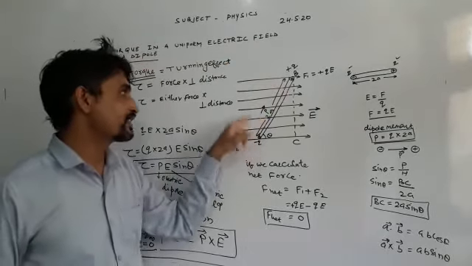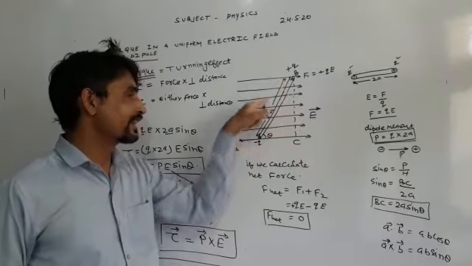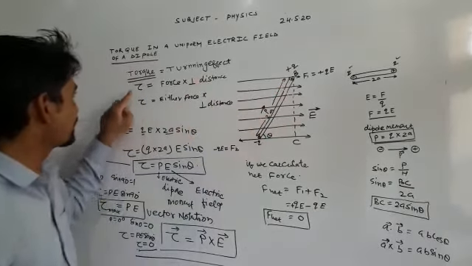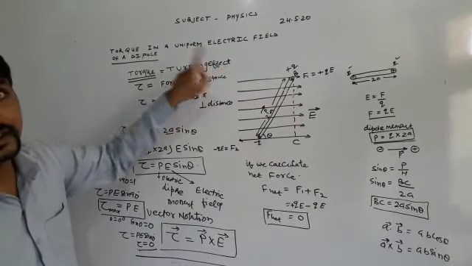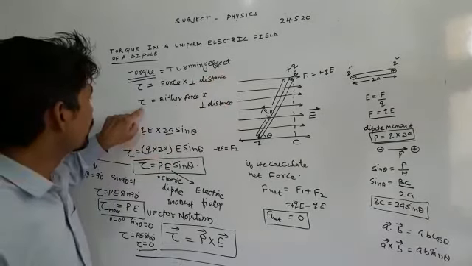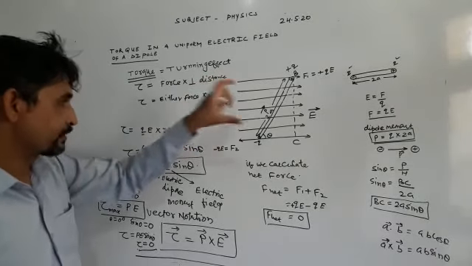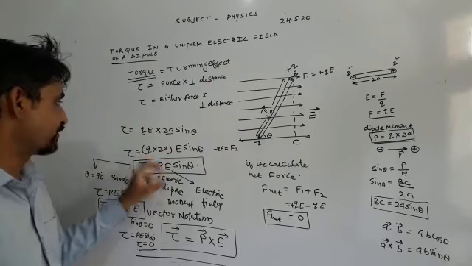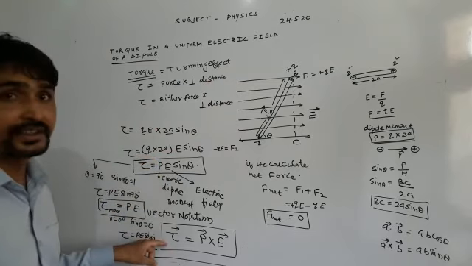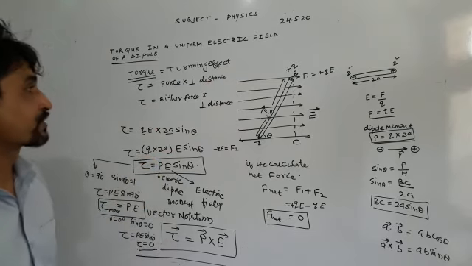When a dipole is placed in electric field, then this dipole experiences a torque, turning effect, rotation. Formula of torque, and calculate all these values and find the important derivation and result of torque equals PE sin theta.